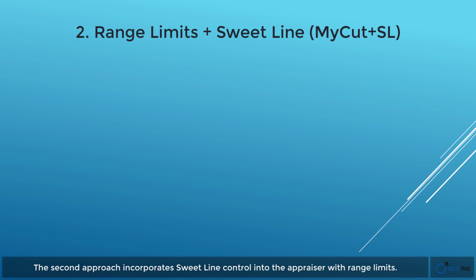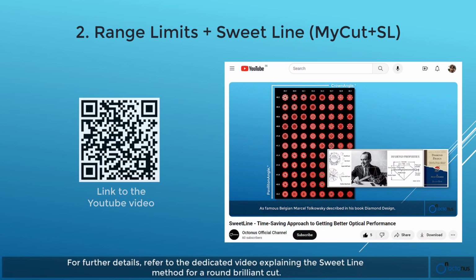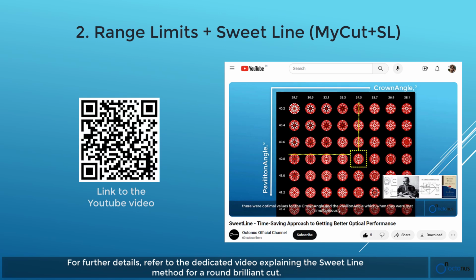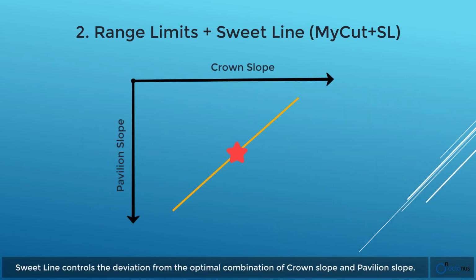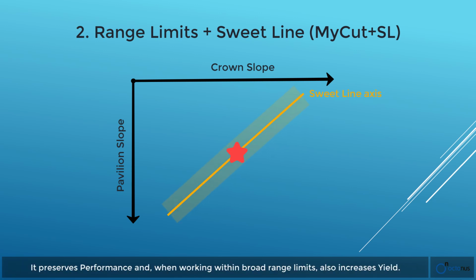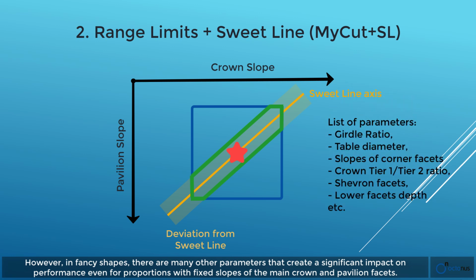The second approach incorporates sweet line control into the appraiser with range limits. For further details, refer to the dedicated video explaining the sweet line method for a round brilliant cut. Sweet line controls the deviation from the optimal combination of crown slope and pavilion slope. It preserves performance and, when working within broad range limits, also increases yield. However, in fancy shapes, there are many other parameters that create a significant impact on performance even for proportions with fixed slopes of the main crown and pavilion facets.